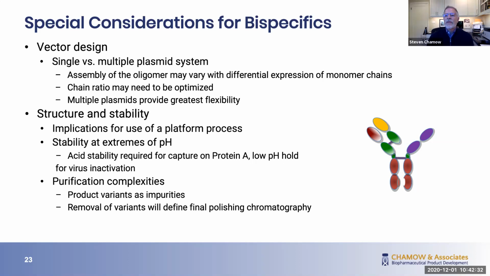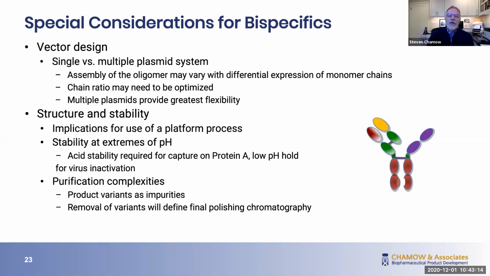And so we try to minimize that both by vector design and in the expression system that we use, also in molecular design of the molecule itself. For example, knobs into holes technology that was first described in the 1990s at Genentech actually is one approach that's now off patent, so that's a public domain approach. There are several other approaches that direct the assembly of heterologous heavy chains to better assure the desired molecule is made.